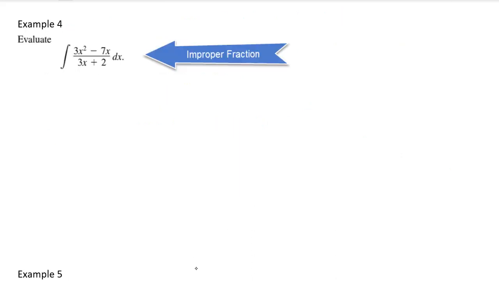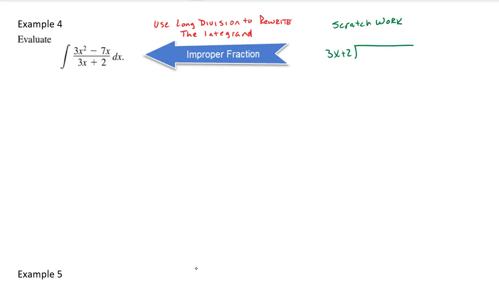On example 4, notice that we have an improper fraction in our integrand. If you have an improper fraction, you can use long division to simplify that fraction, and that'll change things. So we're going to use long division to rewrite the integrand here. I'm going to take 3x plus 2 and divide it into 3x squared minus 7x. Remember, when we use long division, we're just looking at the first term. So 3x squared divided by 3x is equal to x. That's what goes on top here.